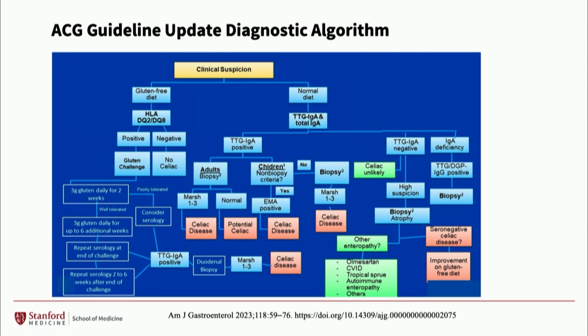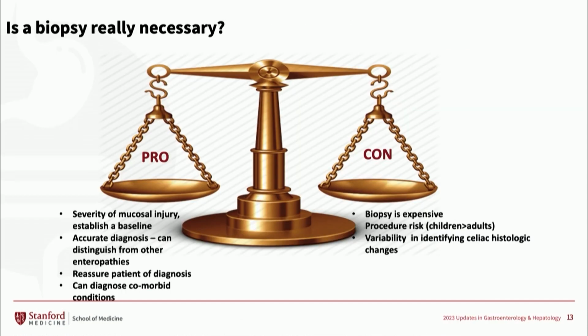So because of the disease burden and the fact that there are some detractors to biopsy, there has been a movement towards developing non-biopsy diagnosis in adults. So this leads me to go over the pros and the cons of doing biopsies. The advantages are obviously that we could look at the severity of the mucosal injury and we could establish a baseline. It can potentially lead to a more accurate diagnosis because histologically we could actually distinguish celiac disease from other enteropathies.